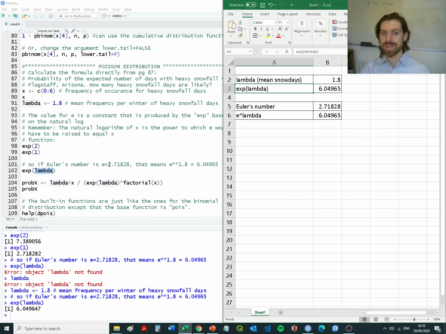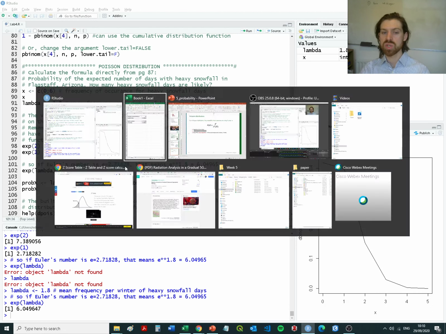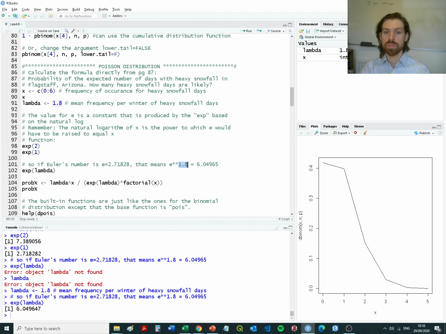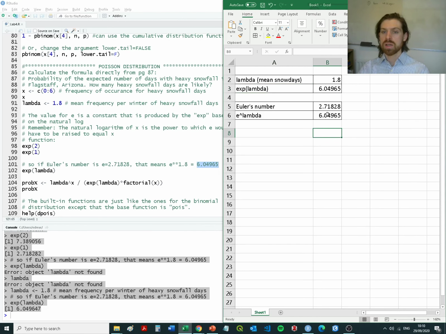Euler's number is essentially 2.71828, which is a constant. Essentially what it's saying is, okay, 1.8 is the mean number of days, so raise Euler's number to the power of 1.8 and give me the answer, and that's how it gets 6.049. You can see it being spat out here.